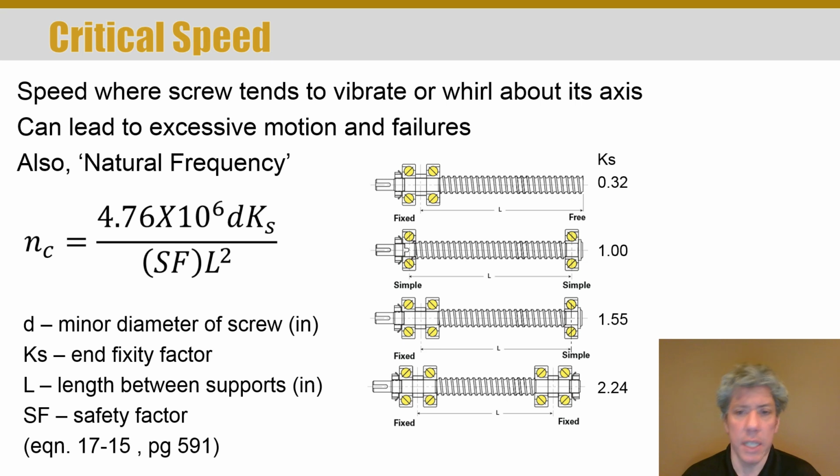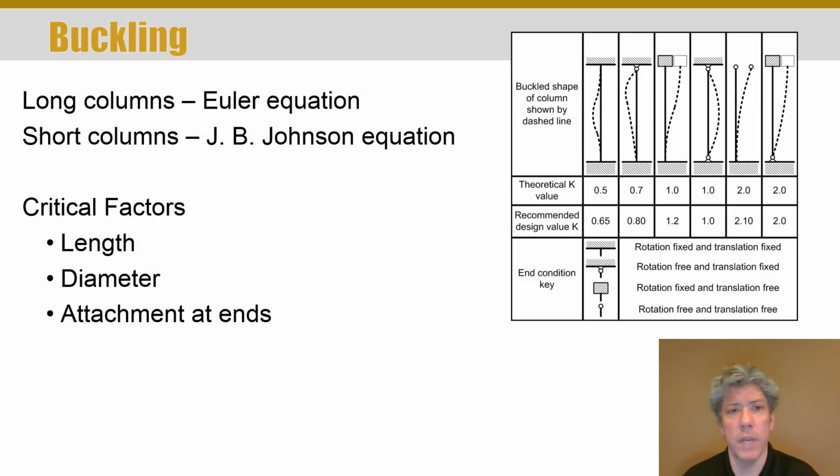And so L is the length between the supports, and then SF is a factor of safety. What this equation is really doing is trying to predict a speed. And typically you're trying to find the high end speed, the upper end speed. That's typically where you have problems. And so you'll notice the safety factor brings that natural speed down to a lower speed where you begin to be concerned at a lower rotation RPM. So anyway, this is equation 17-15 on page 591.